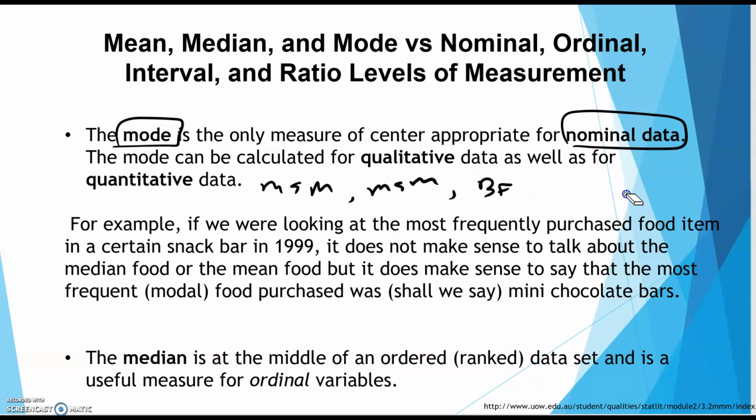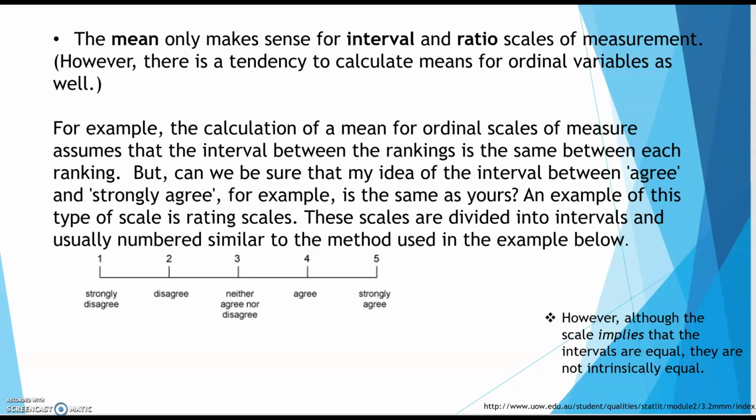So for nominal data, or for data that can be put into categories, you've got to use the mode. Now, if you've got ordered data or ordinal data, the only thing that you can use is the median. And last, if it's interval or ratio data, the only thing that makes sense to use is the mean. Those are the takeaway items from those 2 slides.